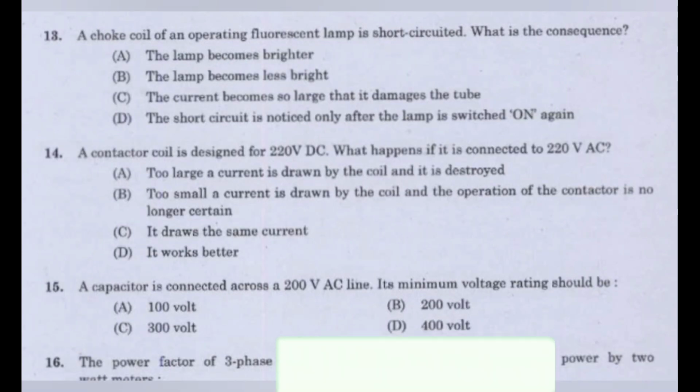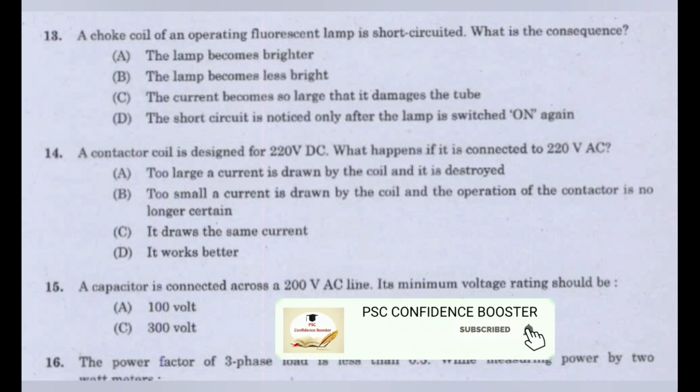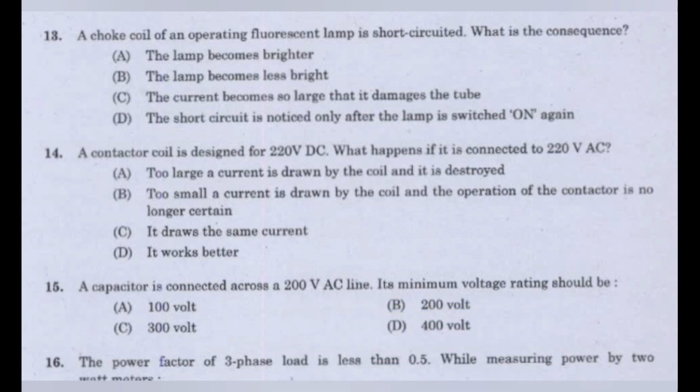Question number 13. A choke coil of an operating fluorescent lamp is short circuited. What is the consequence? Option A, the lamp becomes brighter. Option B, the lamp becomes less bright. Option C, the current becomes so large that it damages the tube. Option D, the short circuit is noticed only after the lamp is switched on again. Answer is option C, the current becomes so large that it damages the tube.